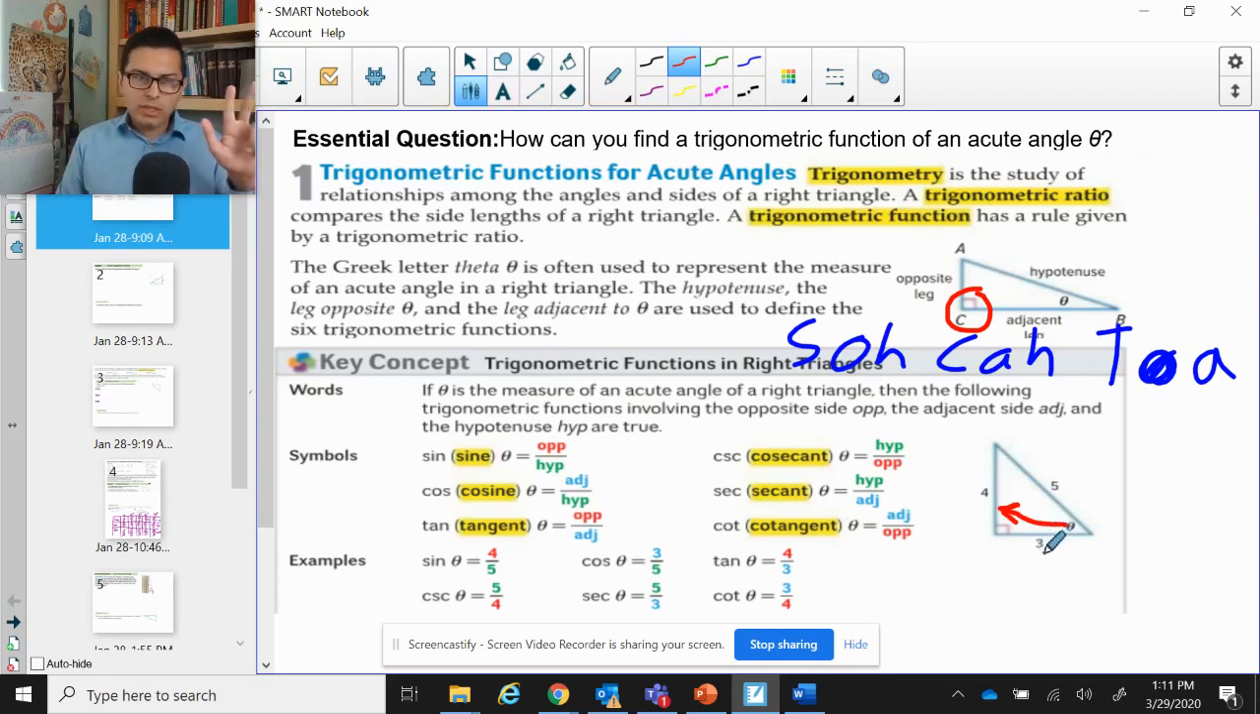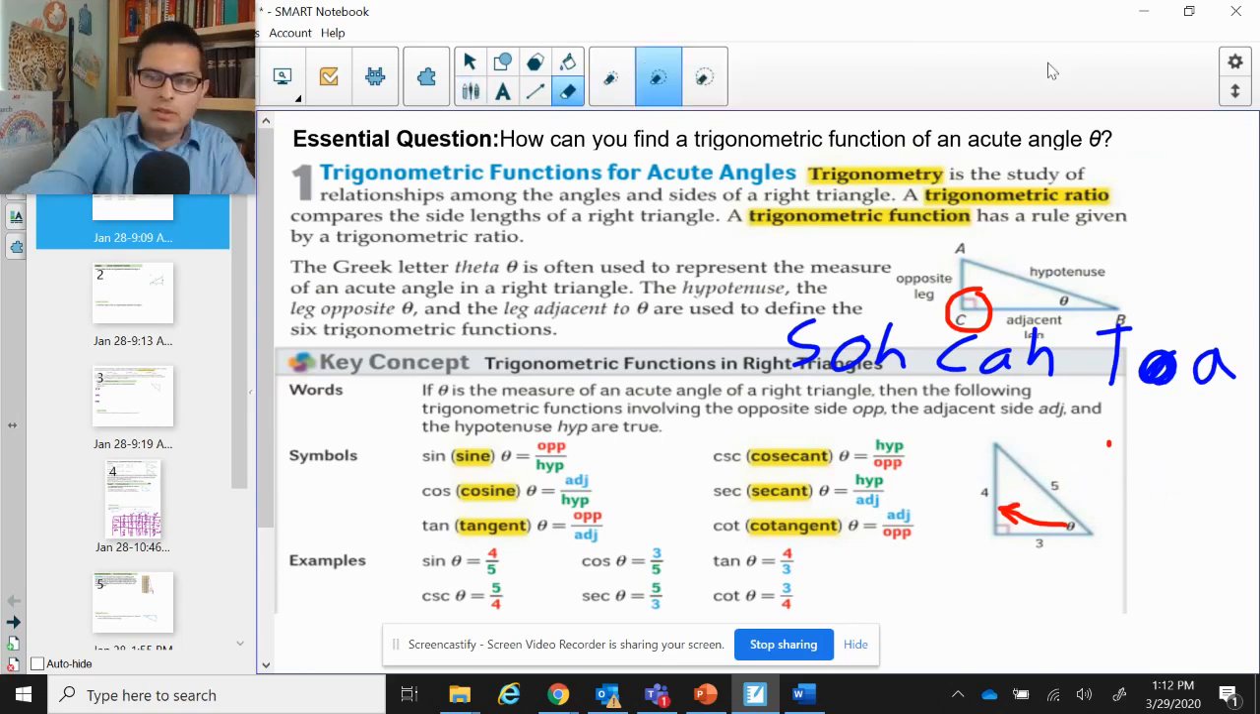So we have 3 key words that we're looking for here, which is opposite, adjacent, and hypotenuse. Let's write those down on this triangle. It really depends on this angle that we have here. If we have an angle here, the 4 will be our opposite side. So let's write that down. The 4 is going to be OPP. That's going to be our opposite side.